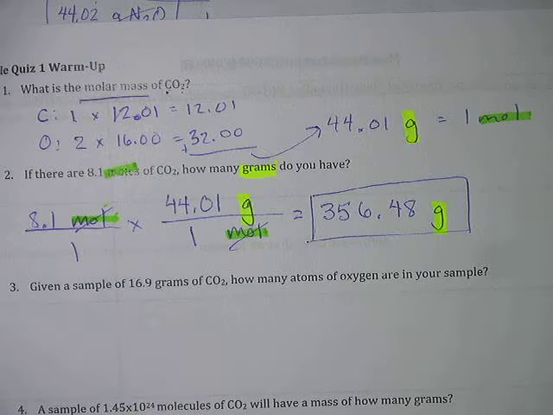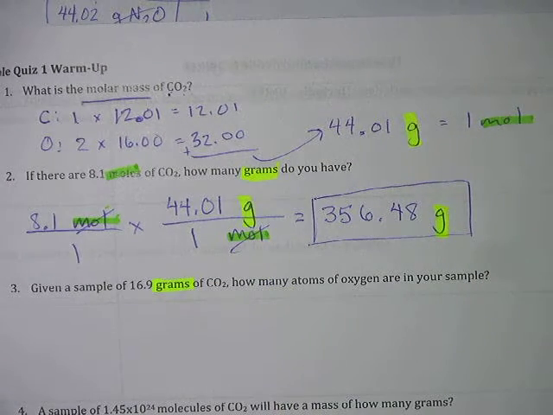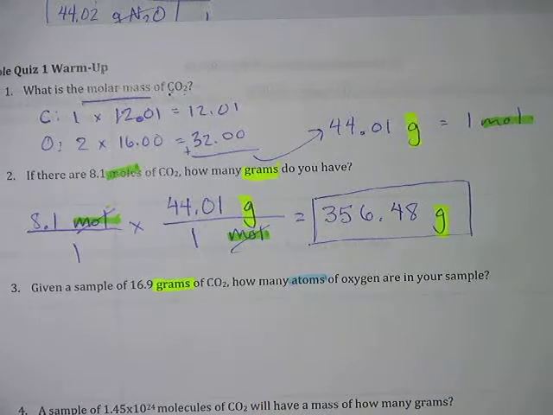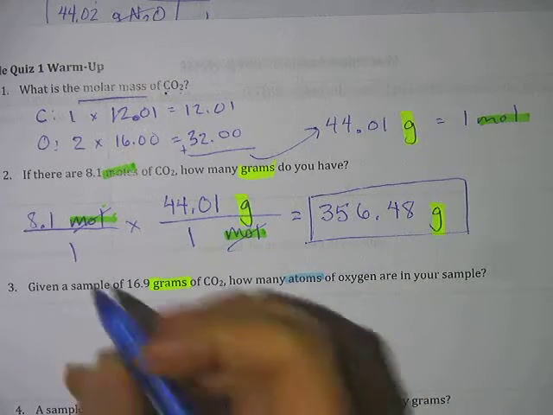When we look at number 2, I see that grams are yellow, and they're asking for atoms of oxygen. Atoms are blue. When it's yellow and blue, how many fractions do I need? 3.